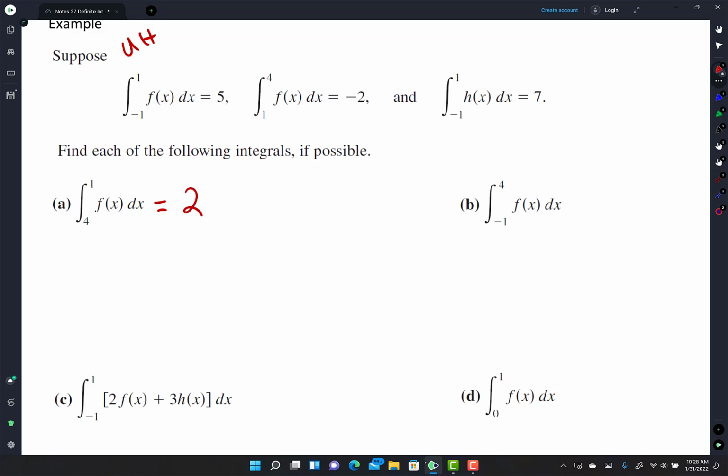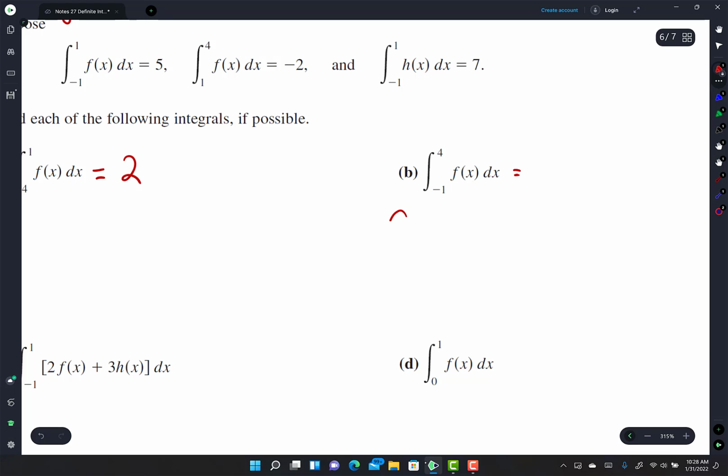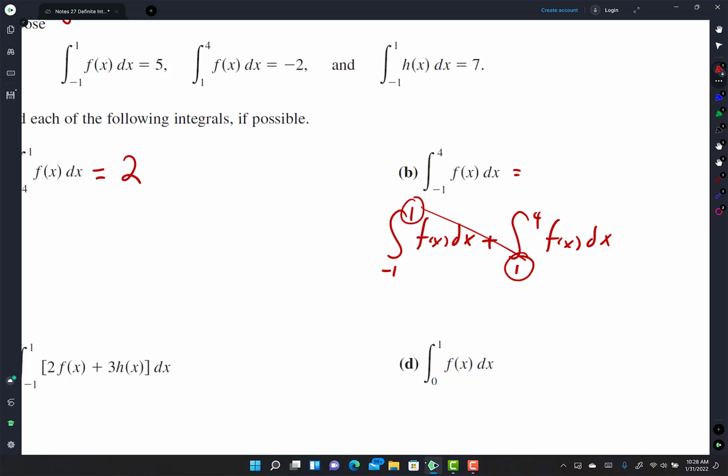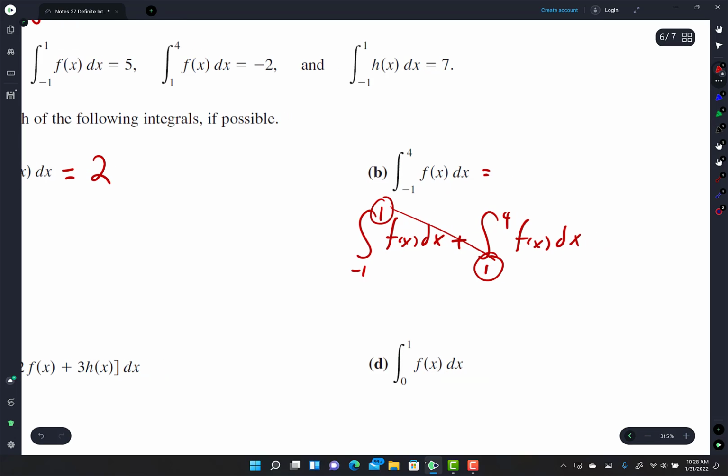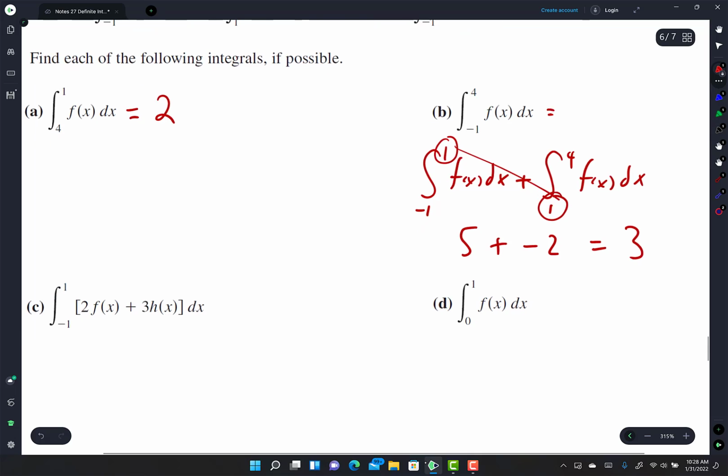Yes. Where this one stops, the other one begins, guys. So this is the same, and I'll write it down here. Integral negative 1 to 1 of f of x dx plus integral 1 to 4 of f of x dx. Where this one stops, this one better begin. Does that make sense, guys? So there it is. I linked them for you so you guys can see. 5 plus negative 2. What is that? 3. We feel okay? All right, let's keep going.